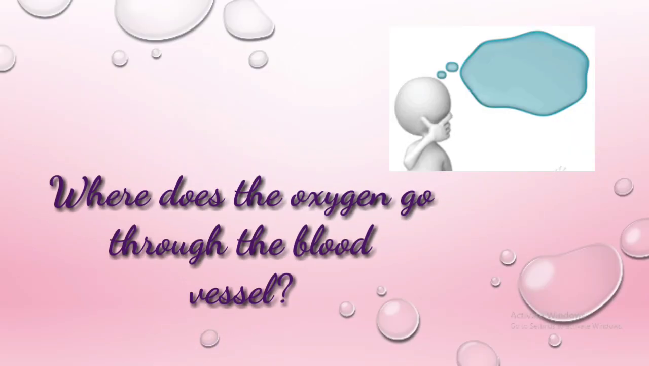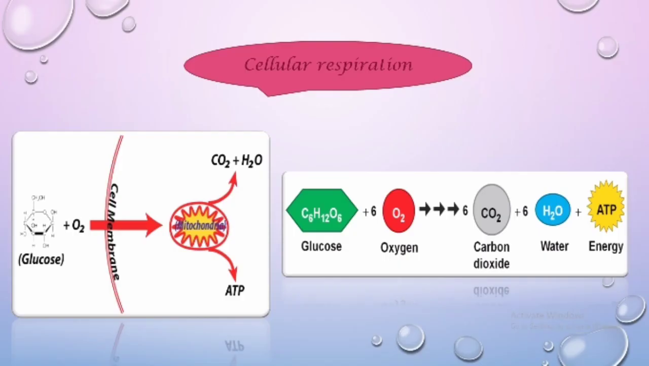Where does the oxygen go through the blood vessels? It is to the structural and the functional unit of the body called cells. It is a place where the cellular respiration takes place. The food in the form of glucose gets oxidized to give the byproduct carbon dioxide and water, and the energy is released in the form of ATP.